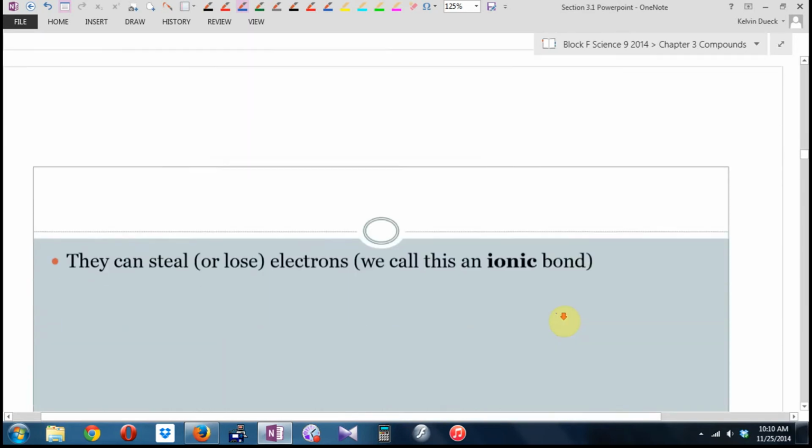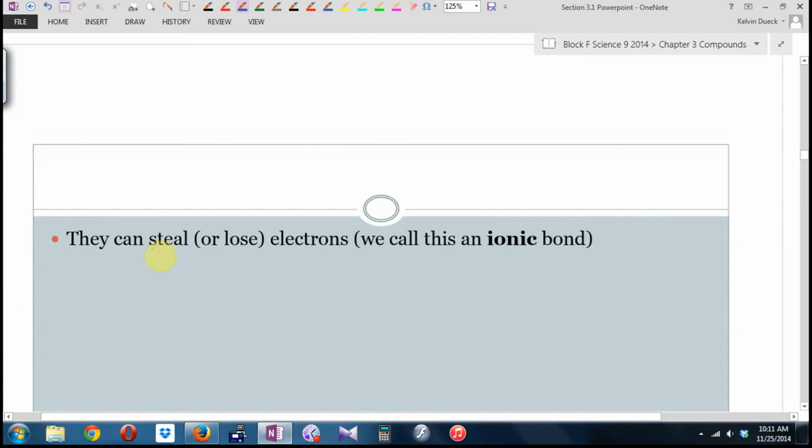The other way that they can do it is they can steal or lose electrons. We call this an ionic bond. What one-syllable word did I use for this particular situation? So I said share. What was the other option? One-syllable word. What did I come up with? Mine, right? Here's what I think.